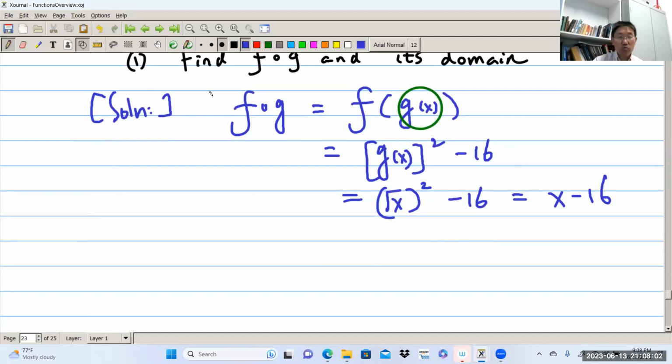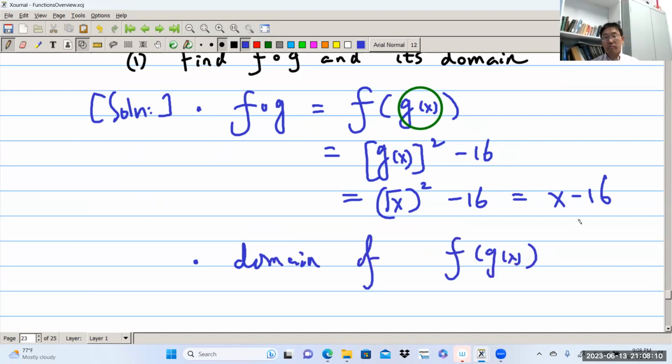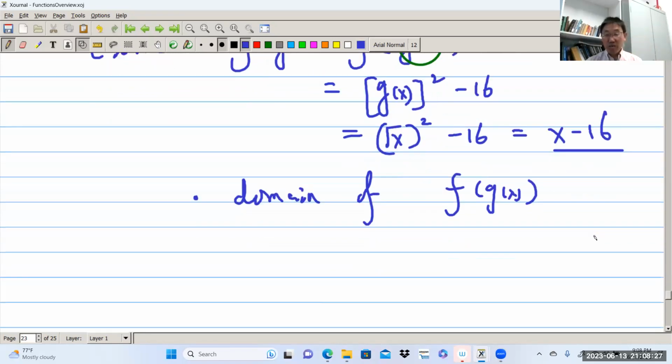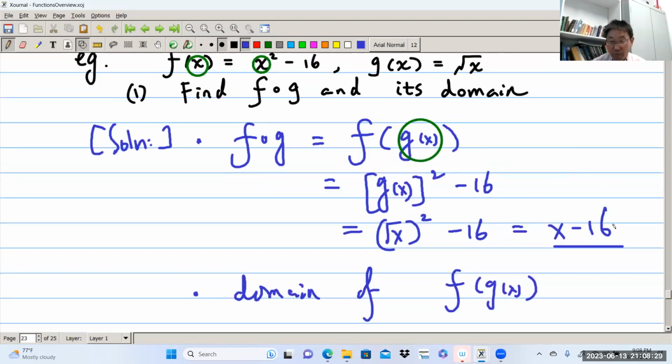Now let me challenge you. What's the domain of f of g of x? What's the domain of this function? All real numbers? All real numbers? Okay, that's a very common mistake. So be careful. That's what I want to show you. You cannot just use this final form here to say the domain is all real numbers.